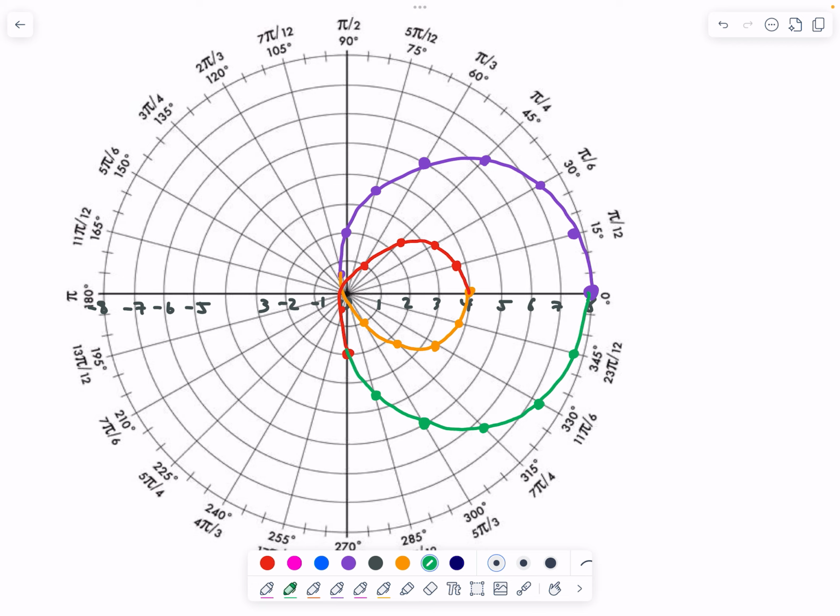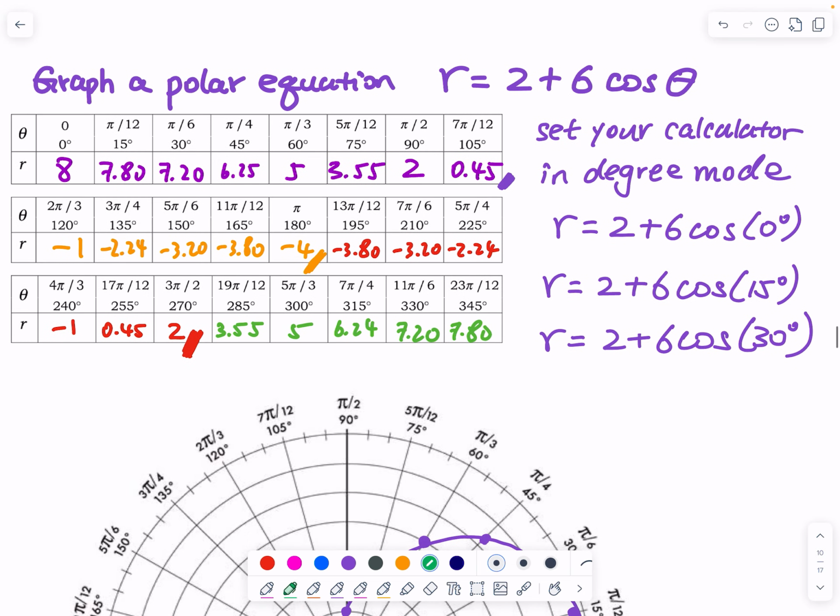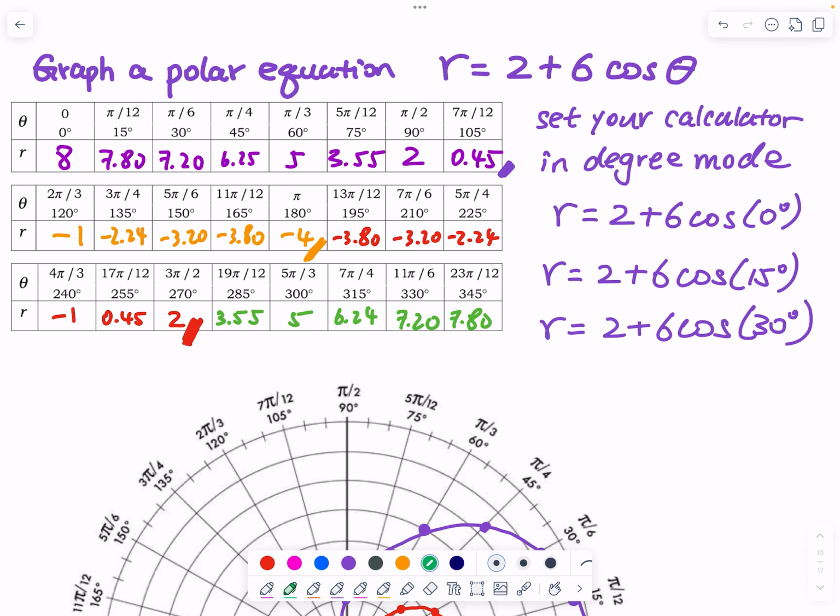Okay, so this graphing may take you a while to finish in the first couple of graphs, but after you get used to it, you can finish it pretty fast. Okay, that is the end of this video.